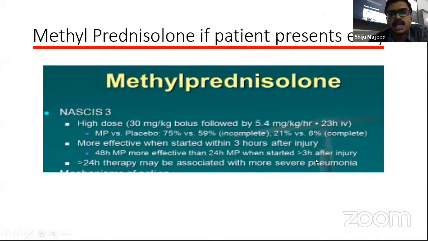Now, if the patient is presenting early, one of the drugs that we can give in a patient with spinal cord injury is methylprednisolone. But you should remember that the dose prescribed for methylprednisolone is a very high dose. You have to give a bolus dose of 30 milligram per kilogram. So for a 50 kilogram person, that will come around 1.5 grams. Then this will be followed by a dose of 5.4 milligram per kilogram per hour. You can note this down. Dose 30 milligram per kilogram bolus followed by 5.4 milligram per kilogram per hour. So this is a very high dose of methylprednisolone that we have to give in these patients.